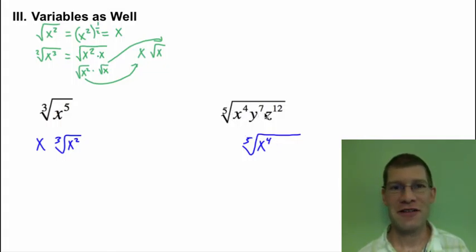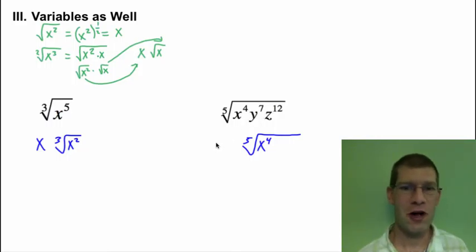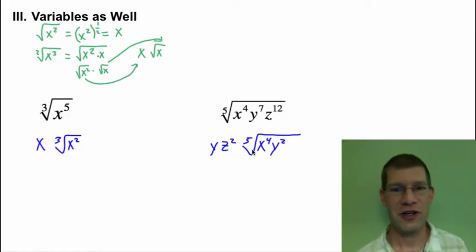Well, 5 goes into 7 evenly how many times? So 5, 10. So it only goes in once. So I could pull out a y to the 1st, because that's how many times 5 goes in. That gets rid of 5 of my 7 y's. So I have a y squared inside. Then for z's, 5 goes into 12 how many times? 5, 10, 15. So 10 goes in twice. So now instead of having a z to the 12th, I have a z squared on the outside. Your exponent on the outside will always be the number of times the multiple can go in. And that takes care of 10 of my 12 z's. So I have a z squared stuck inside.